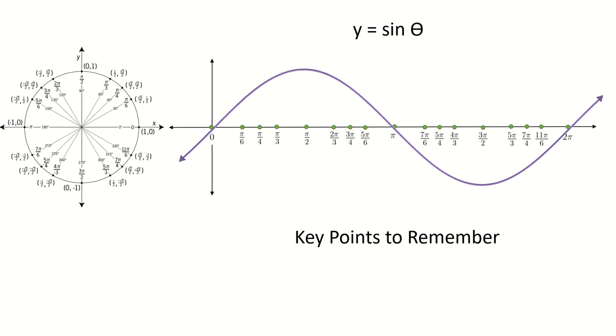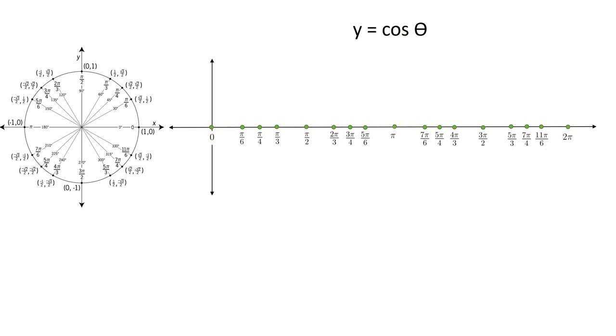So there's some key points that you need to remember from this. You don't have to remember all the ones on the unit circle, but I want you to remember intersections with the x-axis and then local maximum and minimum. So 0, 0; pi over 2, 1; pi, 0; 3 pi over 2, negative 1; and 2 pi, 0. So this is the graph of y equals sine of theta. Now we're going to look at the graph of y equals cosine of theta. Sometimes we'll see that as y equals cosine of x.